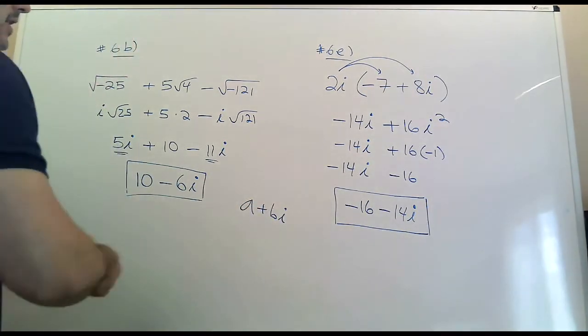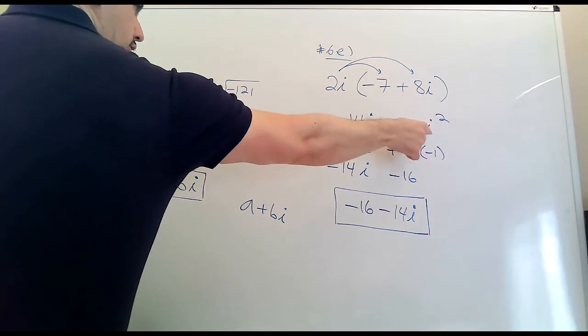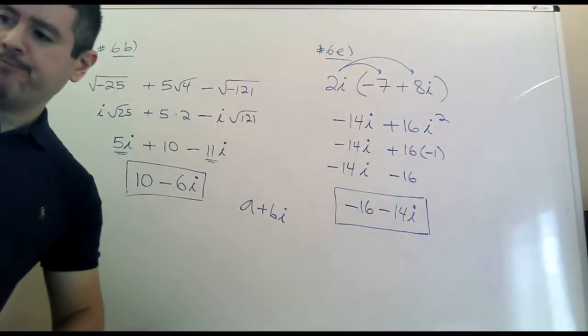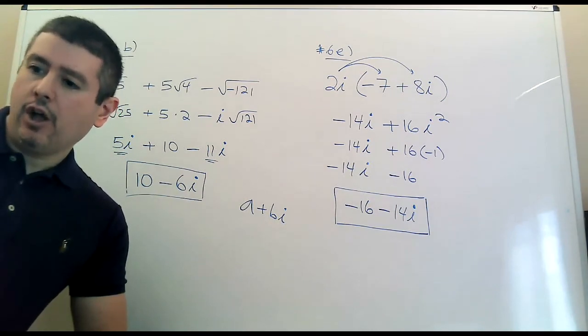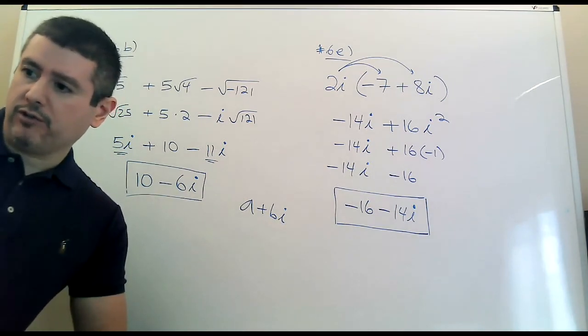But this is so easy. Distribute, get i squared, replace it with negative 1. Done. There's nothing to say there. These questions are a gift on your exam. It's just to give you some points on something easy.